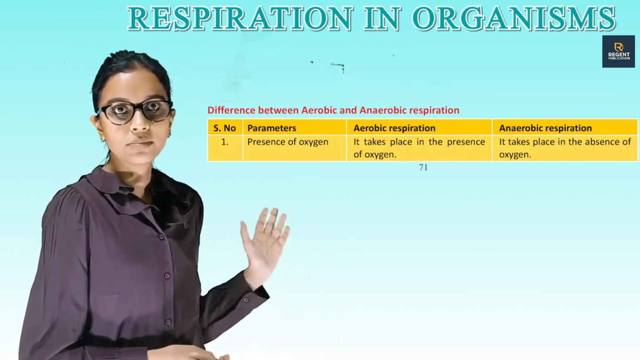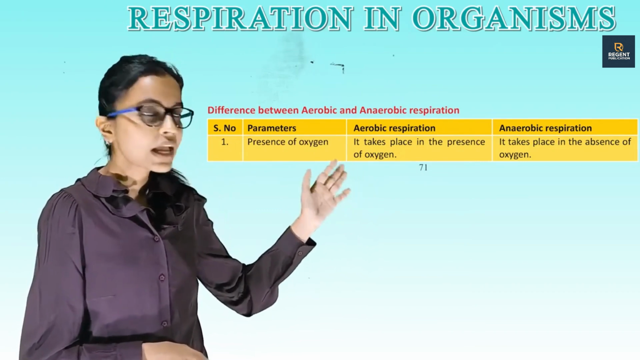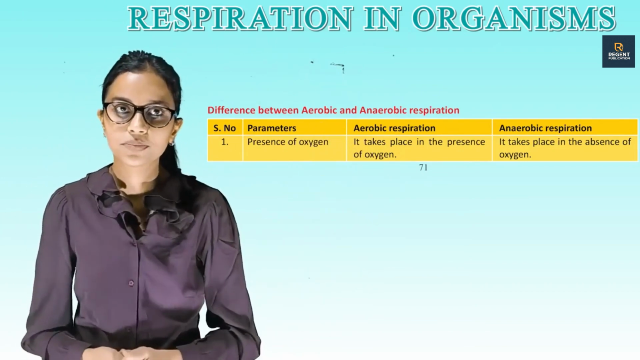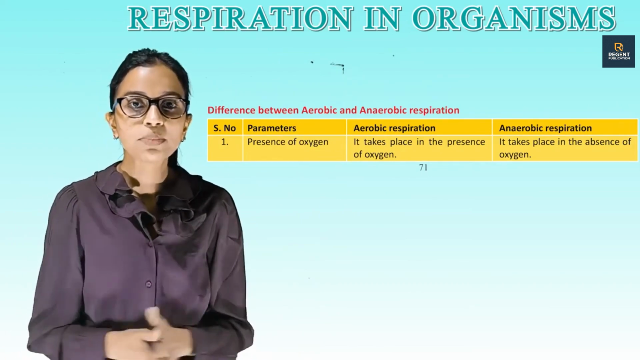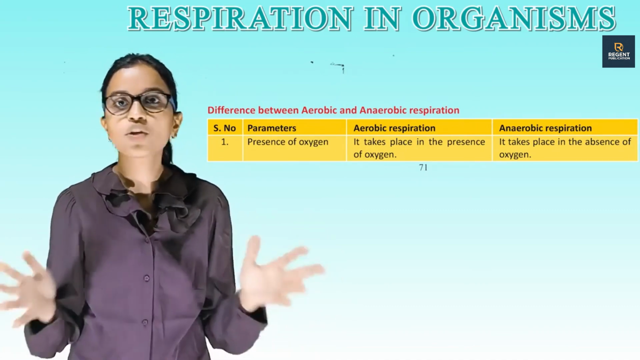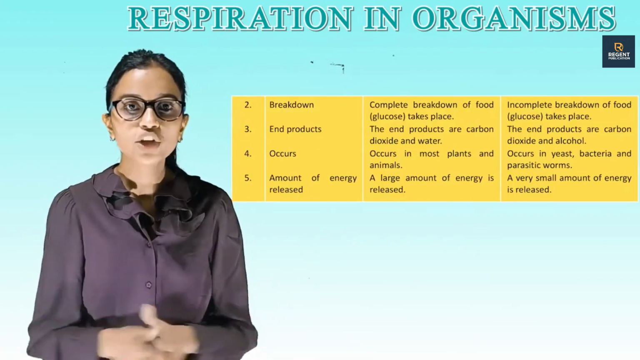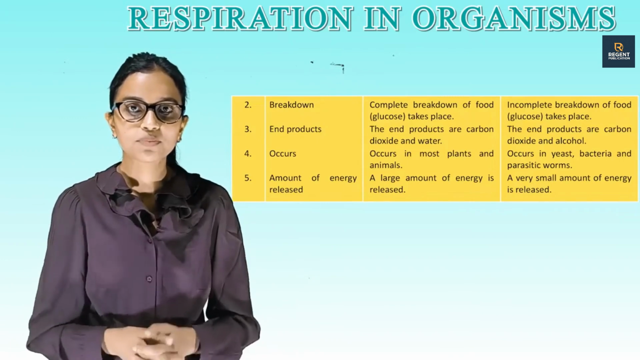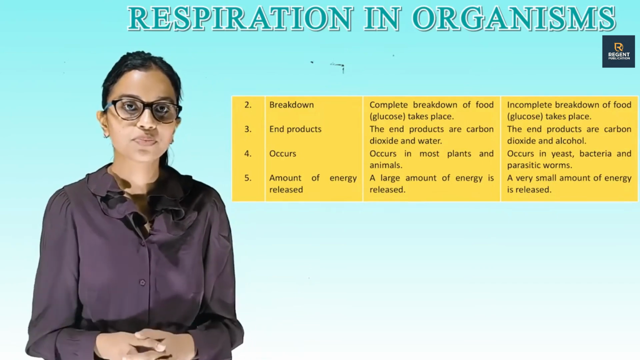Serial number, parameters, aerobic respiration, anaerobic respiration. One, presence of oxygen: aerobic respiration takes place in the presence of oxygen, anaerobic respiration takes place in the absence of oxygen. Two, breakdown: complete breakdown of food glucose takes place in aerobic respiration, incomplete breakdown of food glucose takes place in anaerobic respiration.